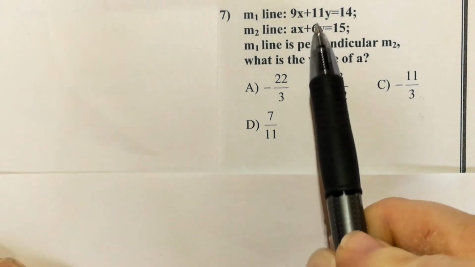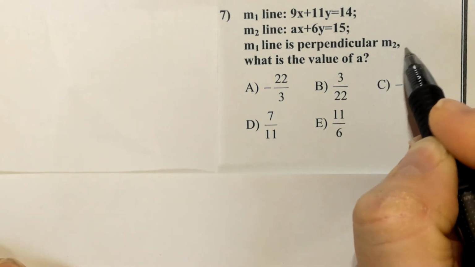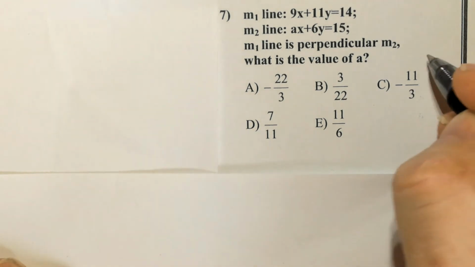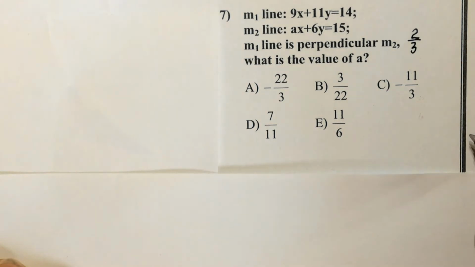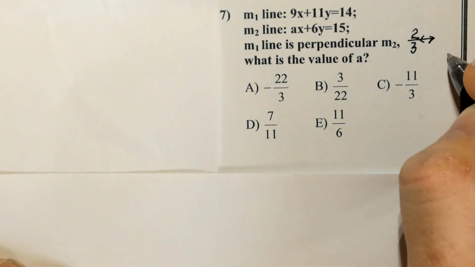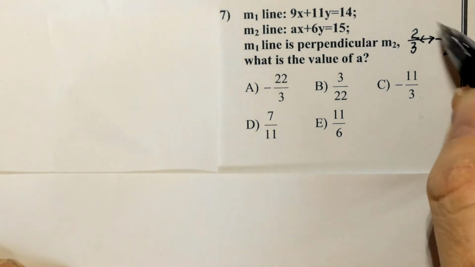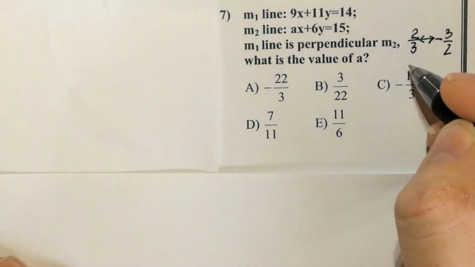So I'm given two equations and I'm told they're perpendicular. I want to go over that just as a quick review. That means the slopes are negative reciprocals, also sometimes known as opposite reciprocals. If the slope of one line is 2 over 3, then the slope of a second line, if it's perpendicular, would be negative 3 over 2. You take whatever you have, you flip it, and you change the sign.